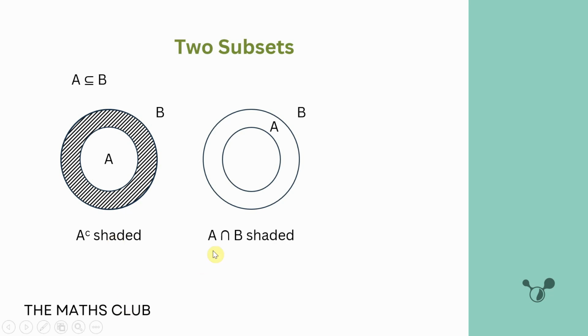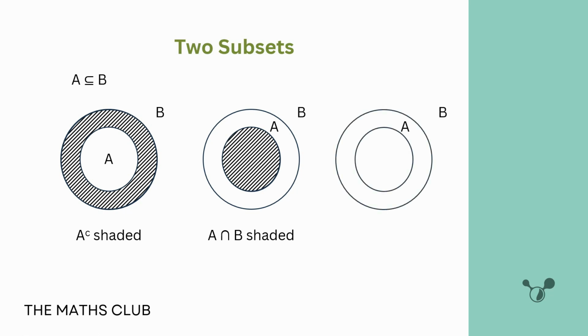Now if I wanted to find A intersection B, like I said in that previous video, intersection is where both sets intersect. So look at this diagram. What do they intersect? Great. Since A is a subset of B, A intersection B will really just be the set A, because I can find everything in set A in set B. So if I shade A intersection B, it will really just be shading set A.